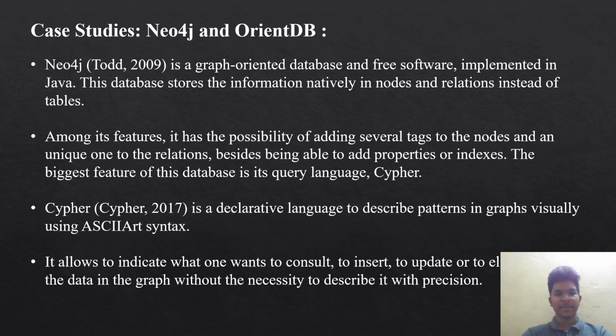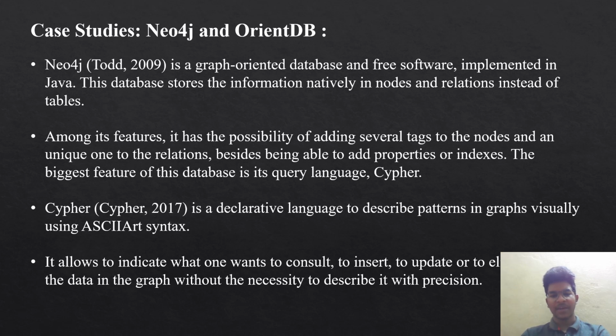Neo4j is a graph-oriented database and free software implemented in Java. This database stores the information natively in nodes and relations instead of tables. Among its features, it has the possibility of adding several labels to the nodes and a unique one to the relations. Besides being able to add properties or indexes, the biggest feature of this database is its query language, Cypher.